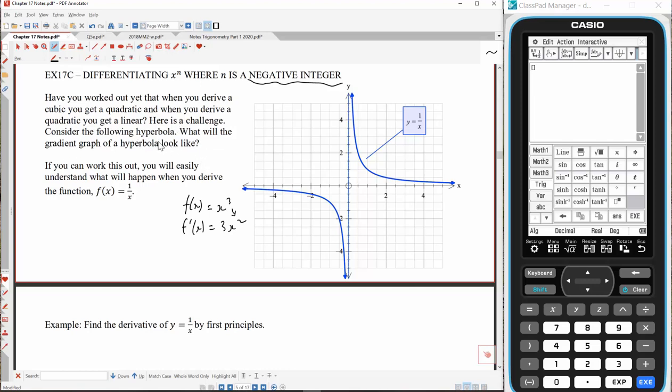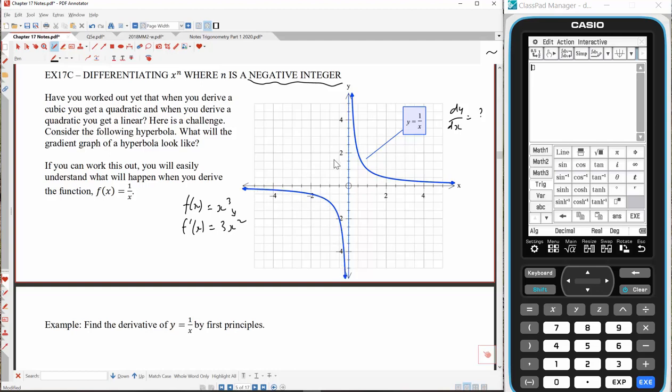Consider the following hyperbola. What will the gradient graph of a hyperbola look like? So if this is y equals 1 on x, what will dy dx look like? Well, let's have a look at this. There's a negative gradient all the way along this line here. The gradient is negative all the way along here because as x increases, y decreases. Now, along this line as well, we've got a negative gradient.